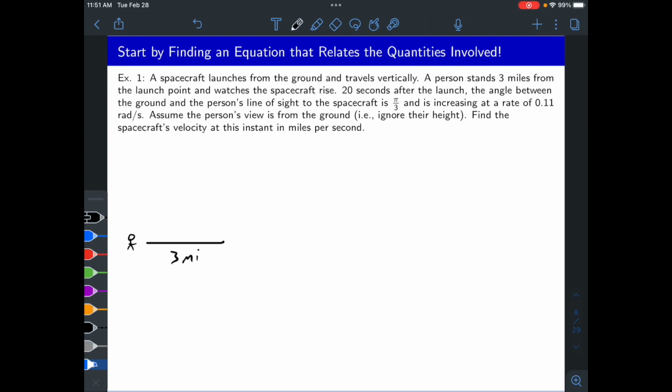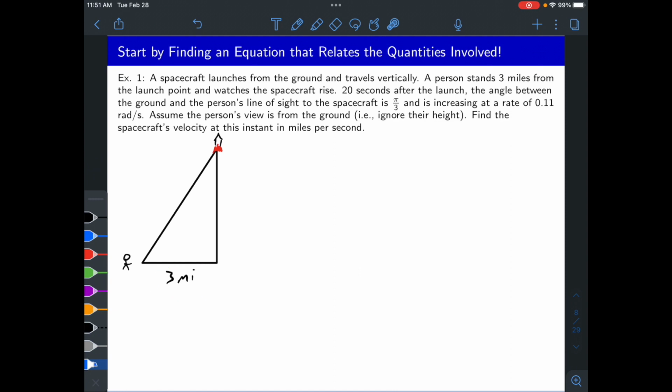And then way above that is a spacecraft. And then we have some distance from the person to the spacecraft. So a little rocket up here. Some fire. Great, there's our rocket. All right. So the rocket is going to be some number of feet off the ground, or miles off the ground.